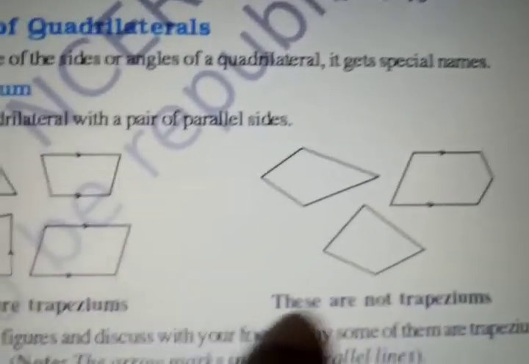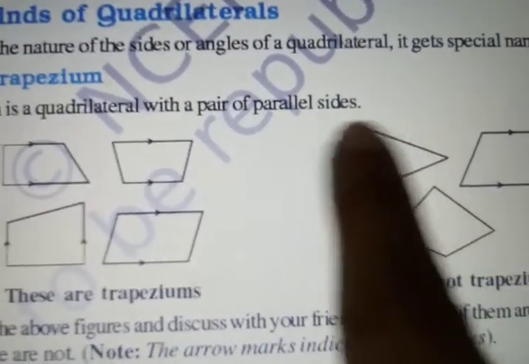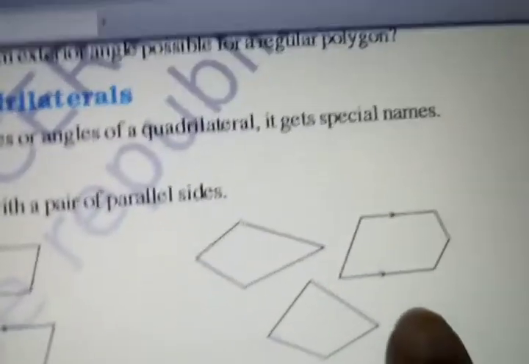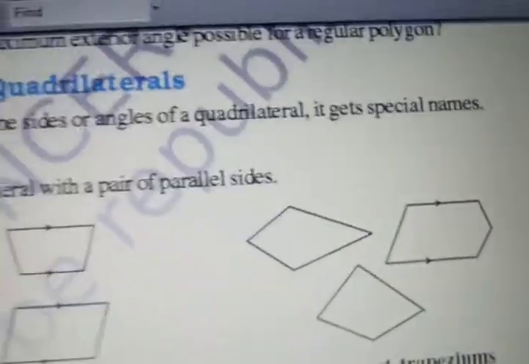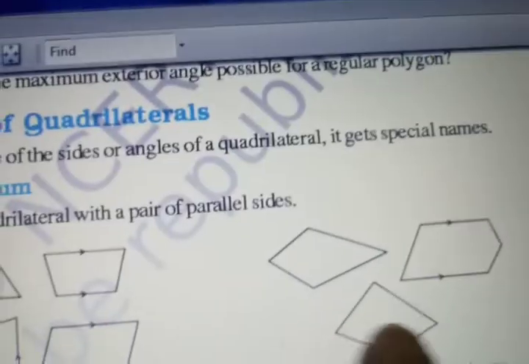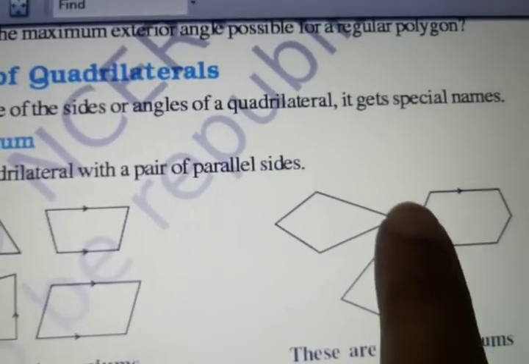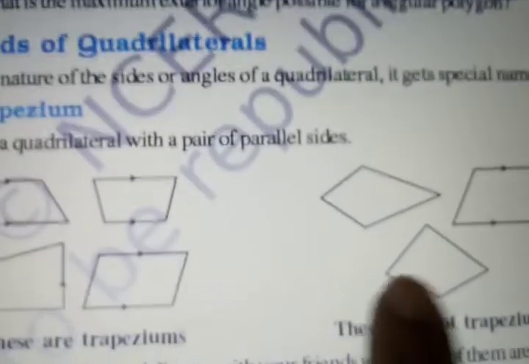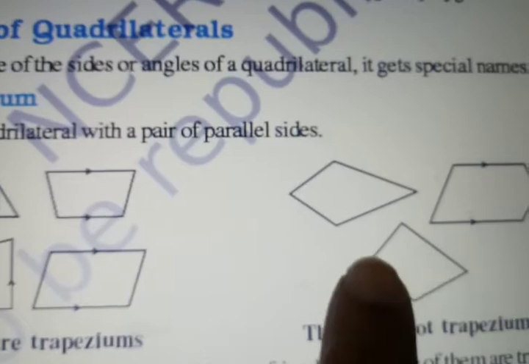But here listen, this is not a trapezium because they don't have any parallel sides. Here we have a parallel side, but it is not a quadrilateral, because I told you it should be a quadrilateral, right? But here we have five sides: 1, 2, 3, 4, 5 sides. Here this also doesn't have a parallel side. So these are all not trapeziums.